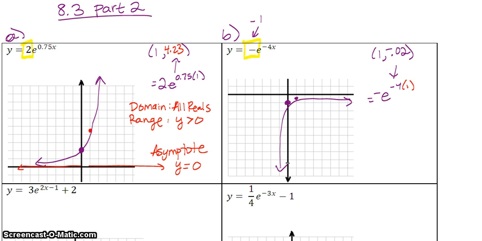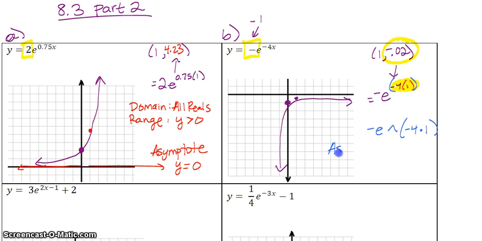Quick troubleshooting tip, if you keep getting the wrong number here for your second point, double check this, because according to order of operations, we have to multiply this together. We want that whole thing as part of the exponent. So in your calculator, that should be together. Of course, I hope you do not have to type in -4 times 1, but if you do, it should look like that. Let's do the domain, range, and asymptote for this one.